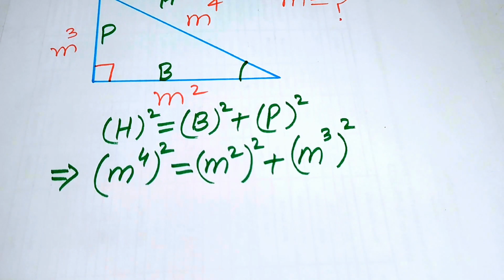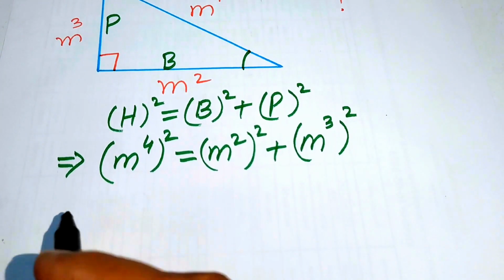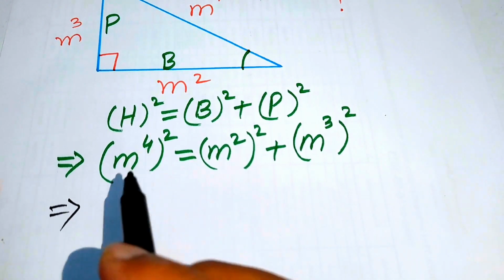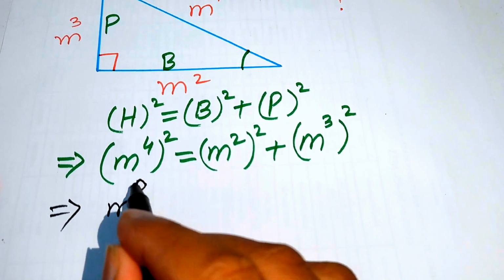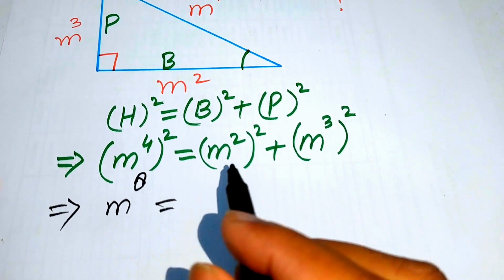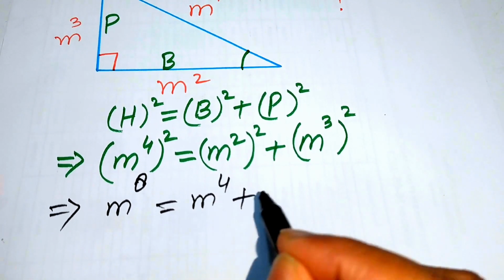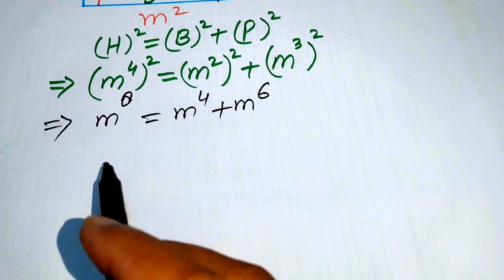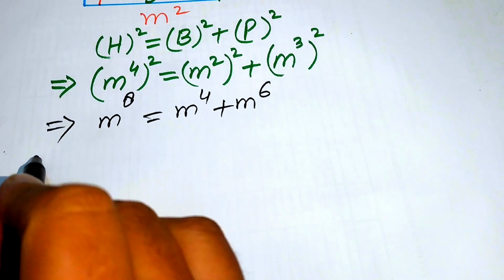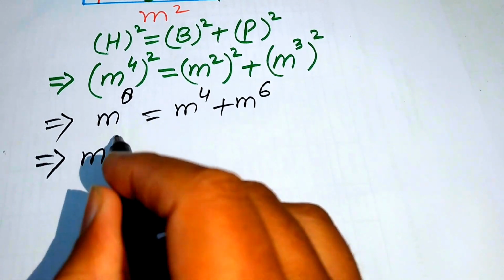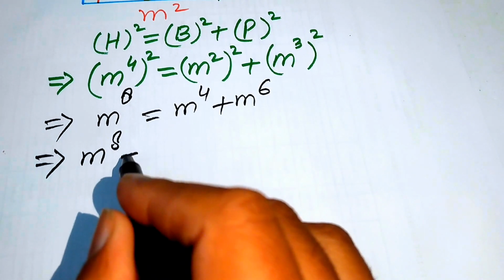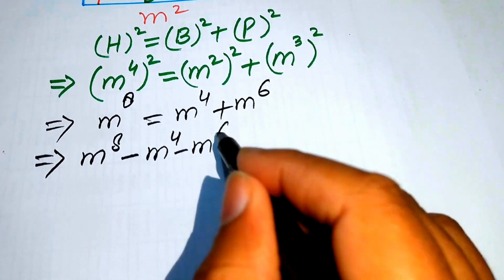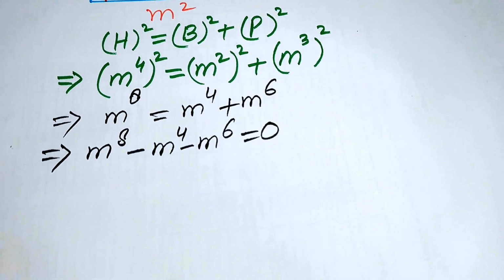So now we simplify these three values, and this equation implies that we have m to the power of 4 and its whole square. So these two exponents are multiplied by each other and we get m to the power of 8 equals m to the power of 4 plus m to the power of 6. So now we move these two values to the left hand side, and this becomes m to the power of 8 minus m to the power of 4 minus m to the power of 6, and this whole equation equals 0.